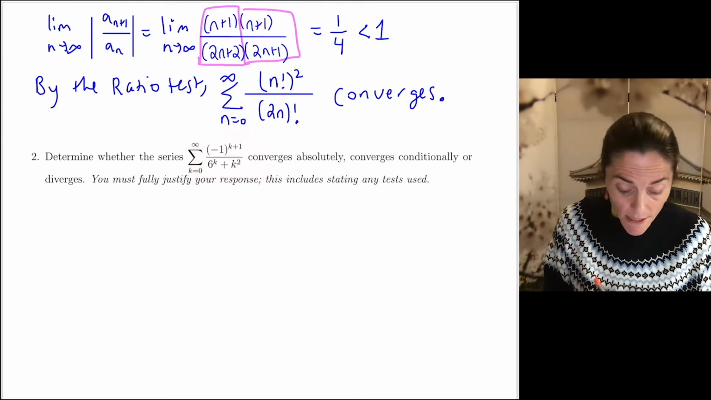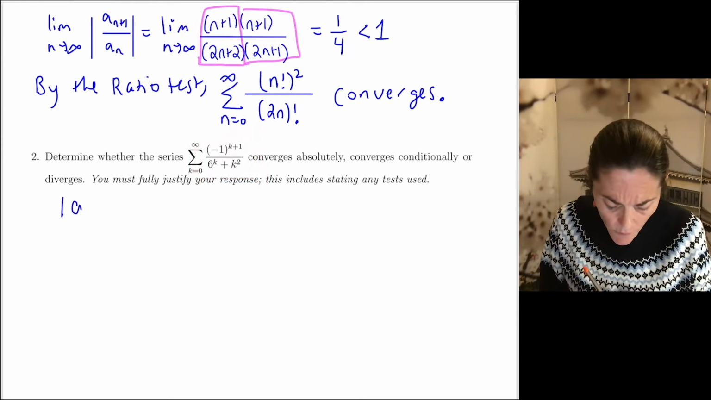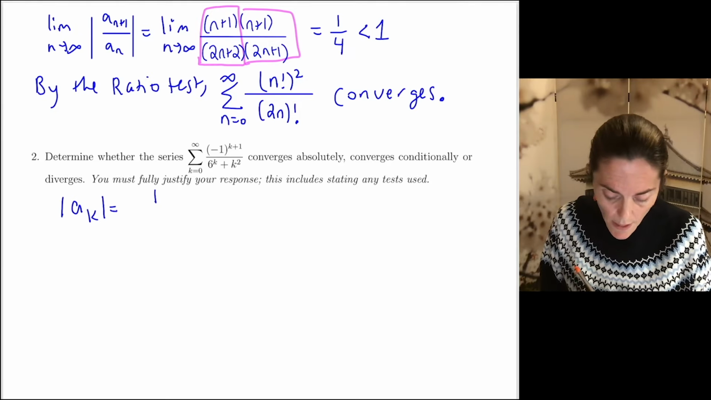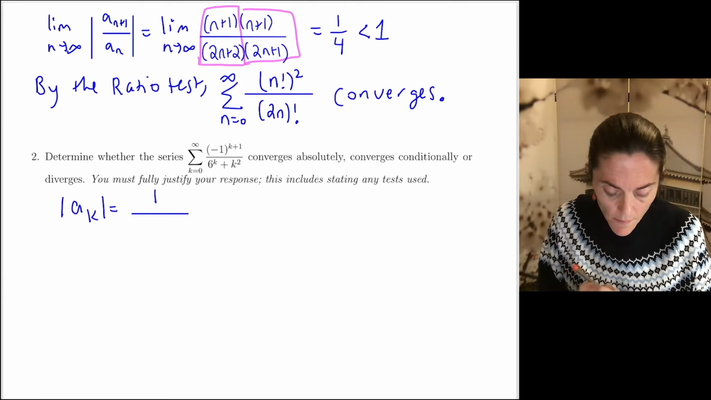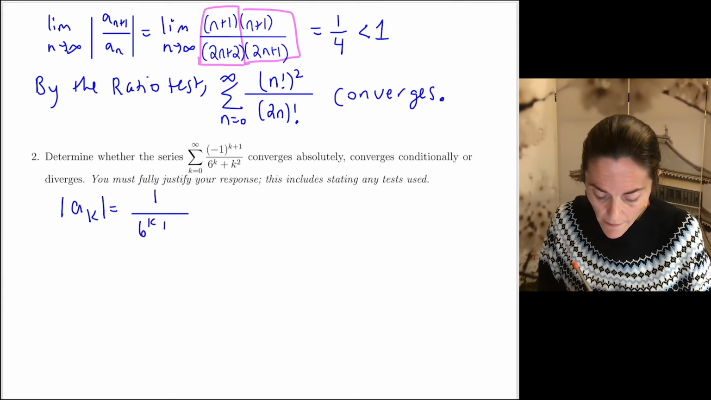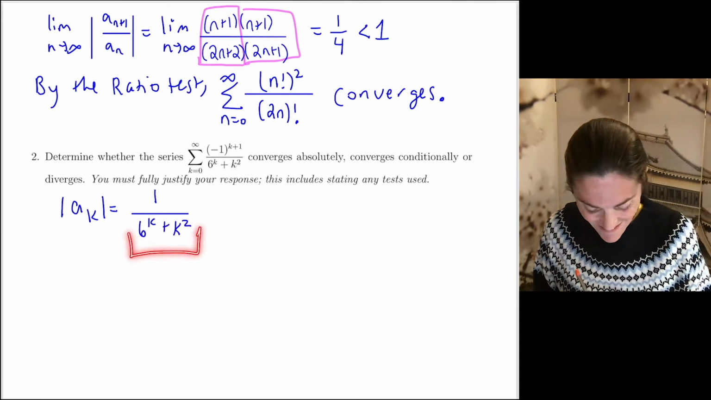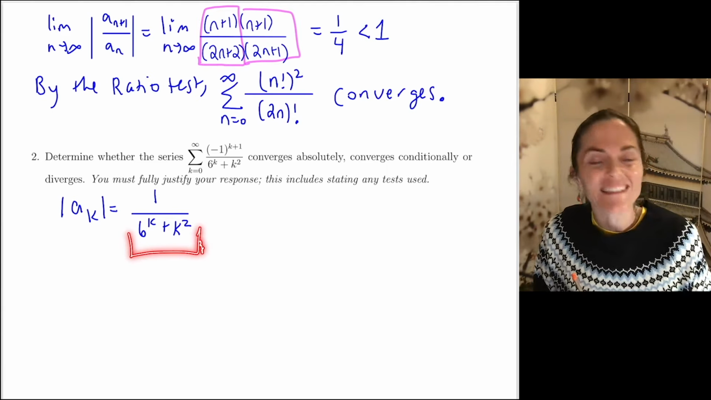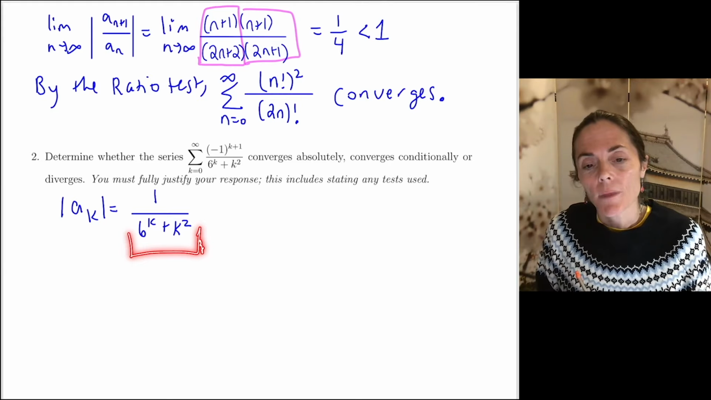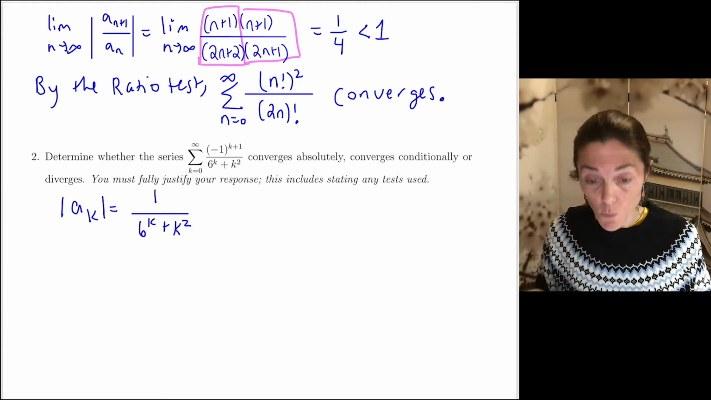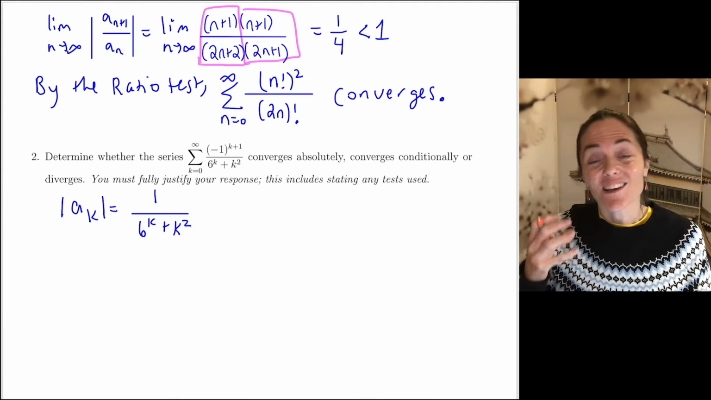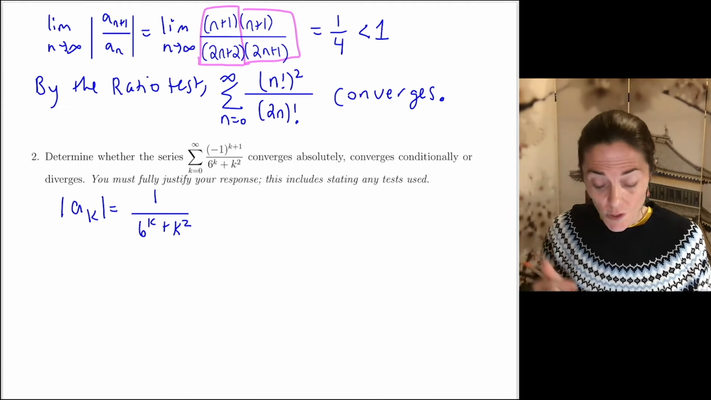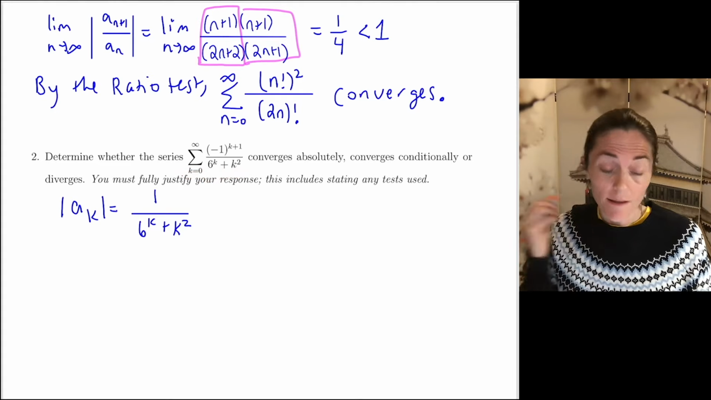These terms are going to 0, really, because if you look at the absolute value of a_k, this is 1 divided by 6 to the k plus k squared. This goes to 0 because the denominator is growing without bound. We have a fixed numerator. And when you multiply by (-1)^(k+1), you'll just be oscillating towards 0. So the terms of my actual series definitely go to 0.